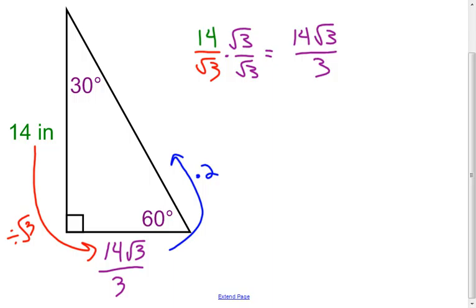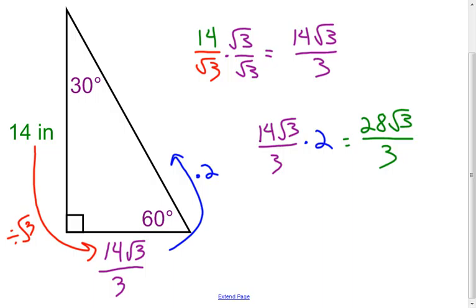And now I need to take that and figure out how long the hypotenuse is. Well, remember we said we need to take the short leg and multiply it by 2 to come up with the hypotenuse. That's going to give us 28 times the square root of 3 over 3. So my hypotenuse is 28 root 3 over 3, and I filled in the missing sides in that 30, 60, 90 triangle. So that's a quick lesson on the 30, 60, 90 triangle.